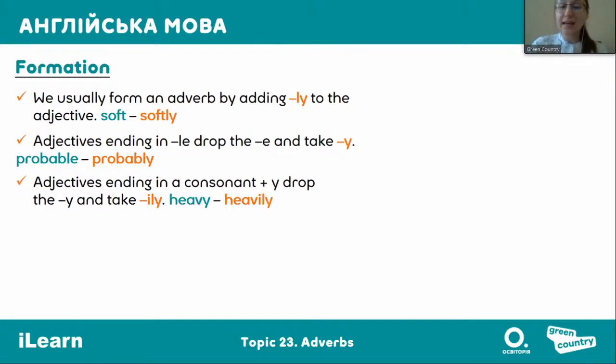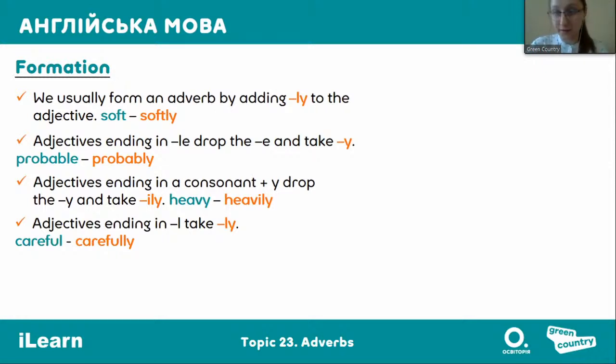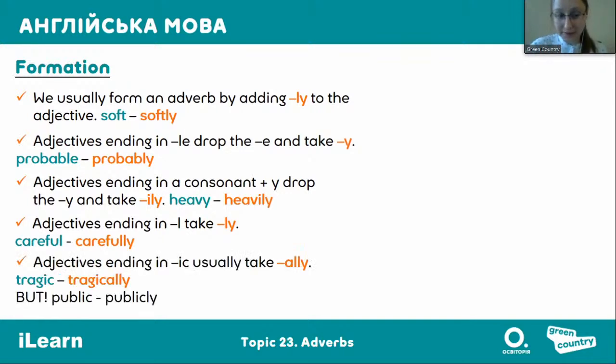Okay, adjectives that end in a consonant, да, приголосний plus y, drop the y and take ily. For example, heavy, heavily, як ми з вами щойно зробили. Okay, and adjectives that end in l, take ly. For example, careful, carefully. А якщо прикметник закінчується на літеру l, все одно додаємо ly і подвоюємо літеру l, да? Тобто carefully, we have double L. In careful adjective, we have one L, but when it becomes an adverb, it becomes carefully with double L.